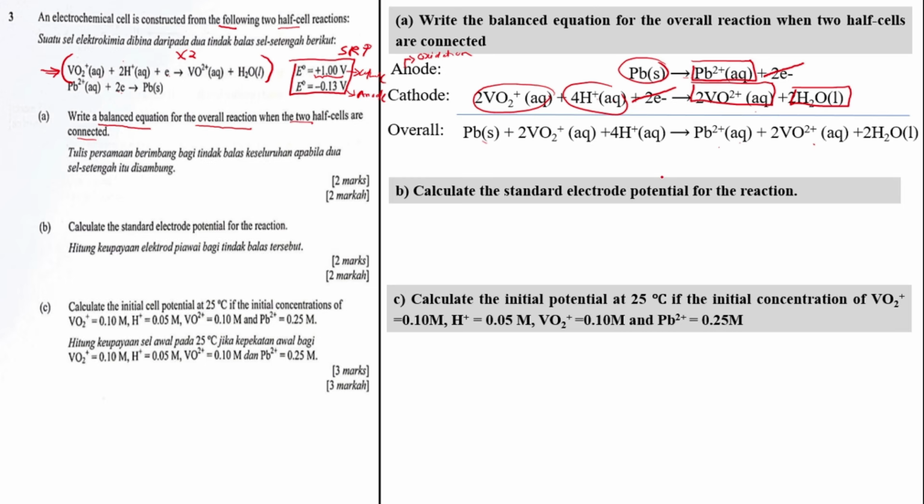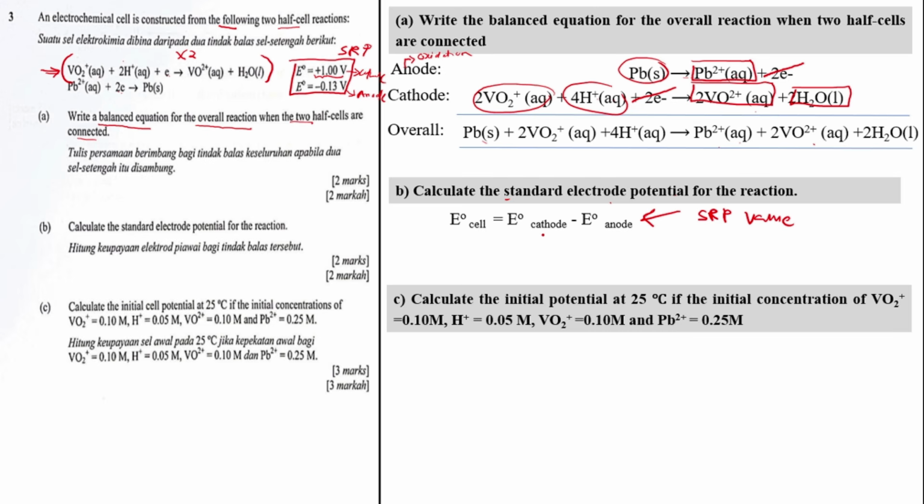Okay, now we need to calculate the standard electrode potential for the reaction. So in order to calculate the standard electrode potential, we need to use the formula of E naught cell equal to E naught cathode minus E naught anode. So in order to use this equation, we need to use the SRP value, standard reduction potential value. So here are the values. So you just directly take it from the given here.